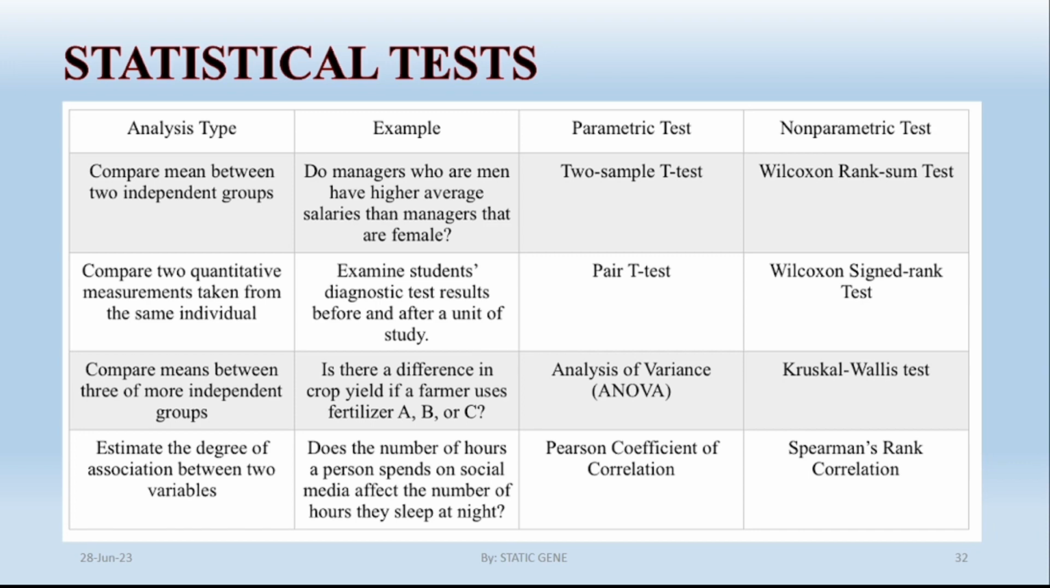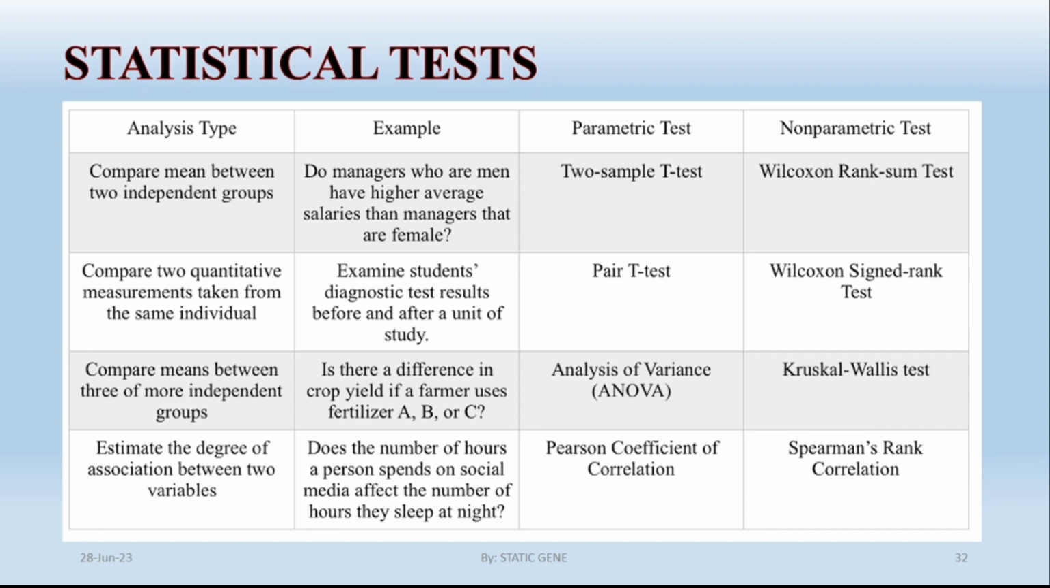Next scenario, when you want to compare two quantitative measurements taken from the same individual, the same person. For example, you want to examine students' diagnostic test results before and after a study. If the data set is parametric, normal distribution, and all those other assumptions we talked about have been made, then you would do a paired t-test. But if some of those assumptions for parametric have not been met, then you are going to do a Wilcoxon signed rank test.